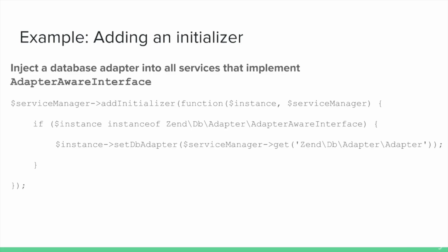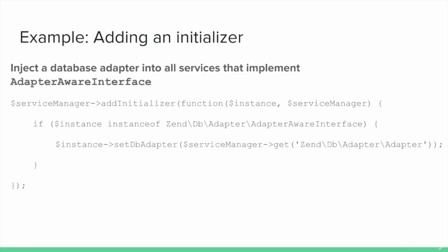We inject a database adapter into all services that implement the adapter-aware interface. We call the addInitializer method on the service manager, and we pass a function which accepts two parameters. The first one is the instance that was retrieved from the service manager, and the second one is the service manager itself, such that we can use it to retrieve other dependencies.